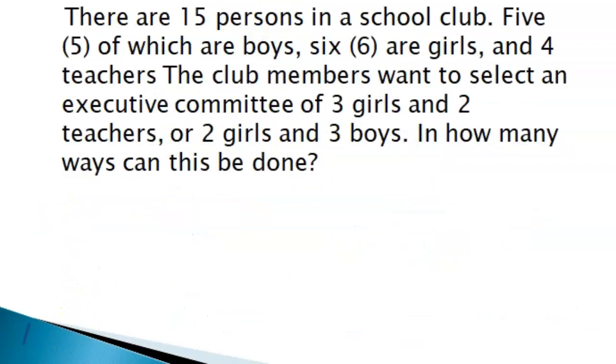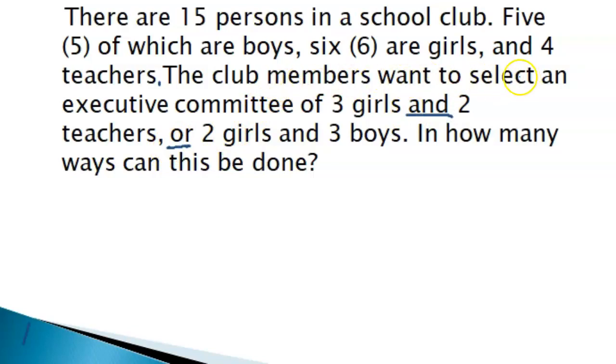There are 15 persons in a school club, 5 of which are boys, 6 are girls, and 4 teachers. The club members want to select an executive committee of 3 girls and 2 teachers, or 2 girls and 3 boys. In how many ways can this be done? So remember, based on probability theory, we see "and", we multiply, we see "or", we add.